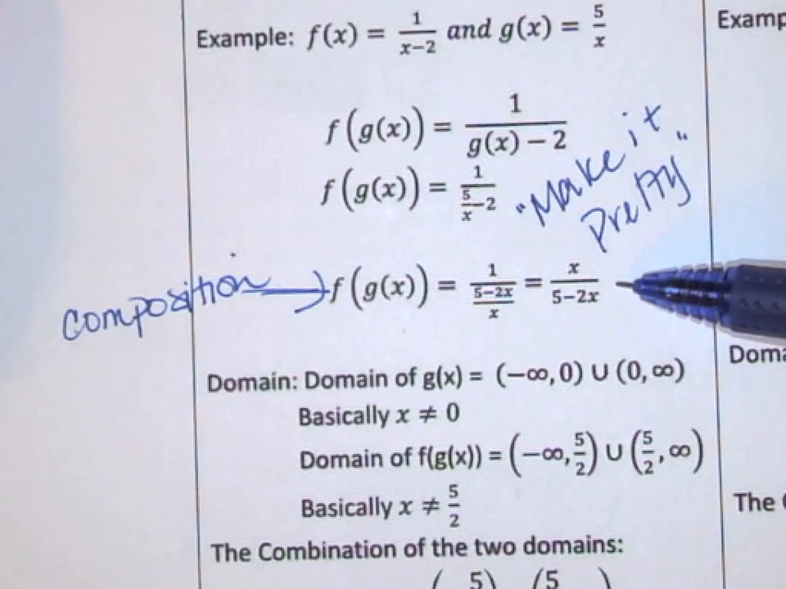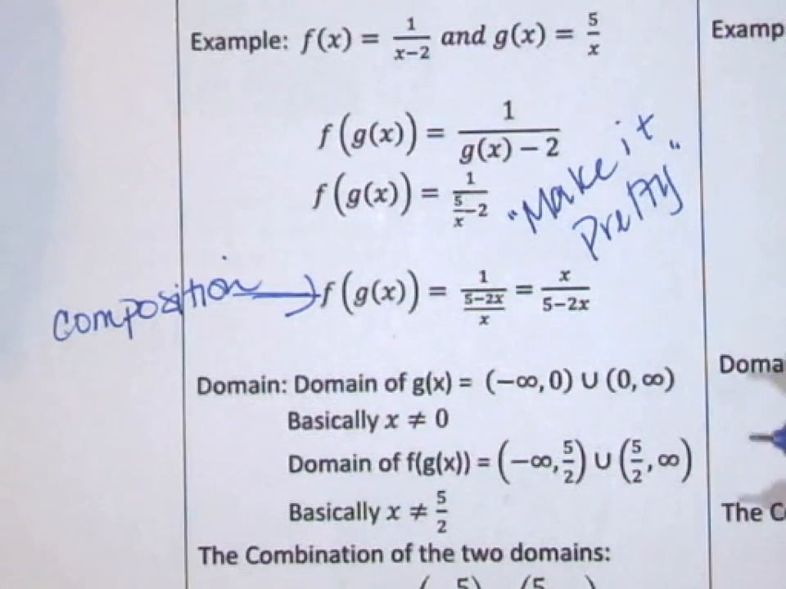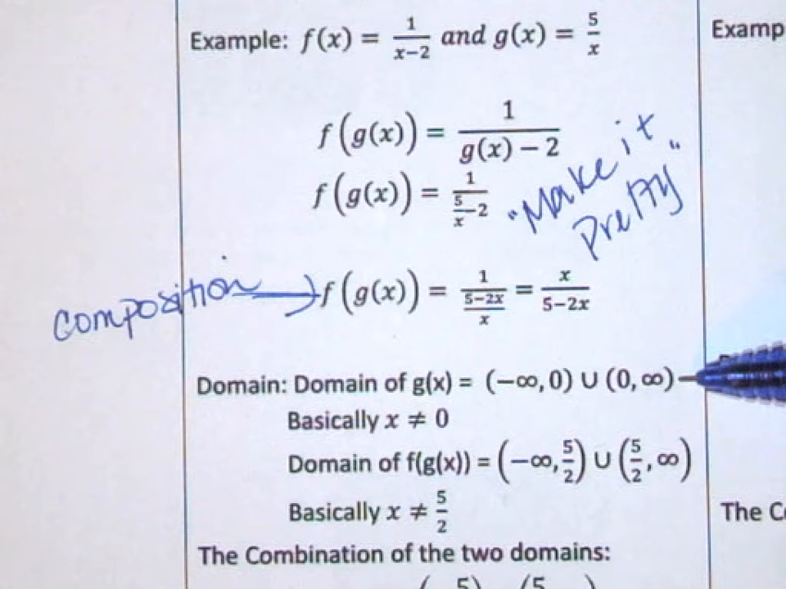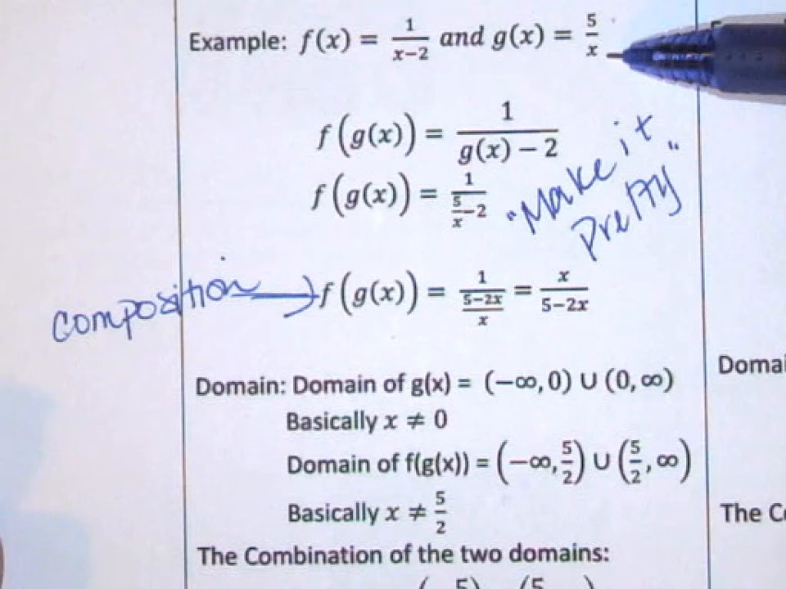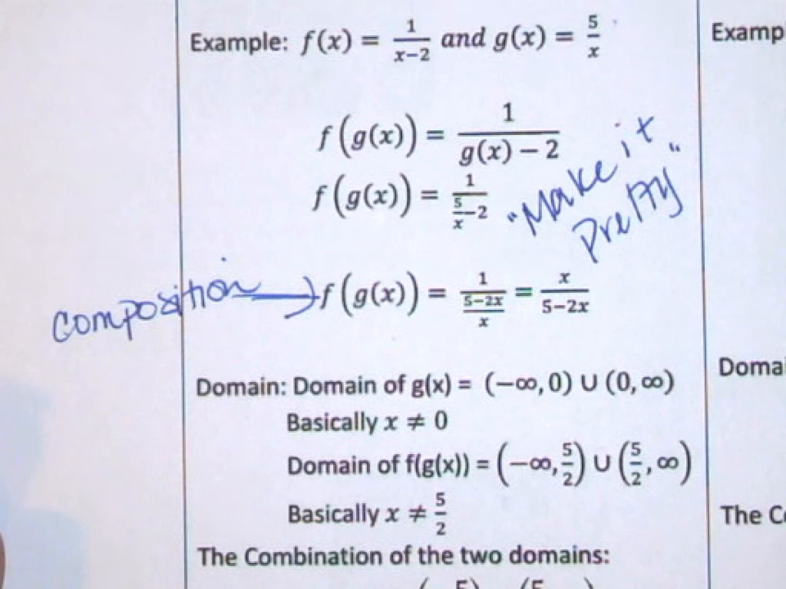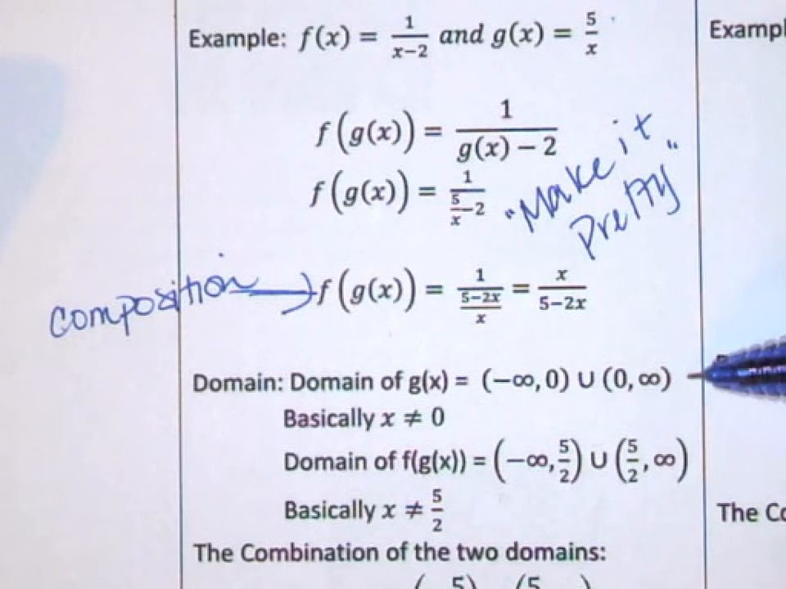Now, that being said, we need to find the domain. So the first thing you need to do is you need to find your domain of your inside function. Our inside function was g of x, so I need to find the domain for g of x. If you look at g of x, it's 5 over x, which means we have to follow the fraction rules. Fraction rules essentially say you cannot have a 0 in the bottom. Therefore, your 0 in the bottom does not work, so the domain here you can see is all real numbers with the exception of 0, because you can't divide by 0.